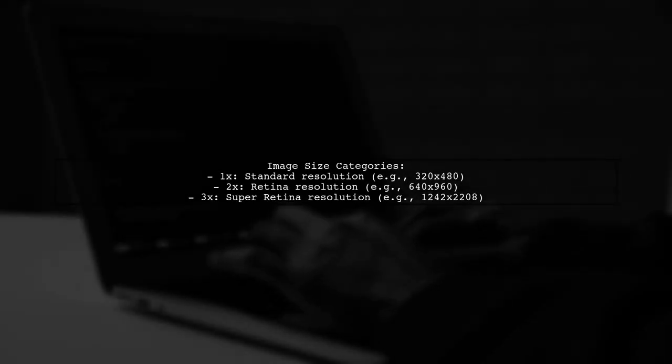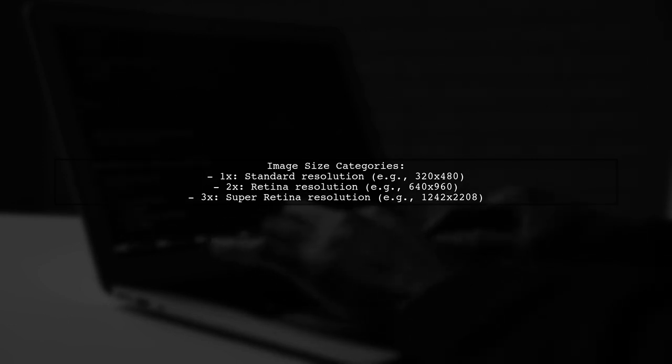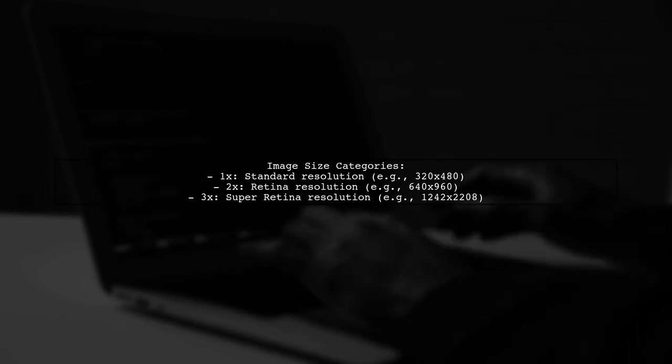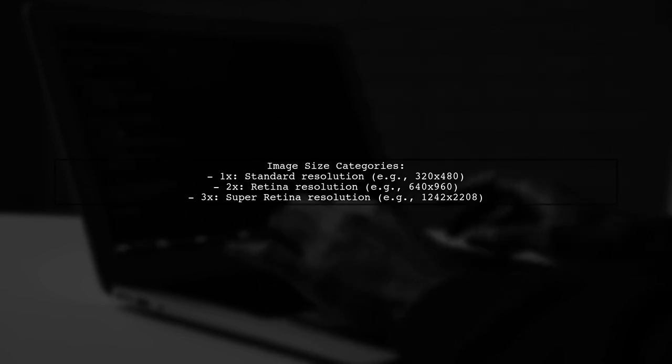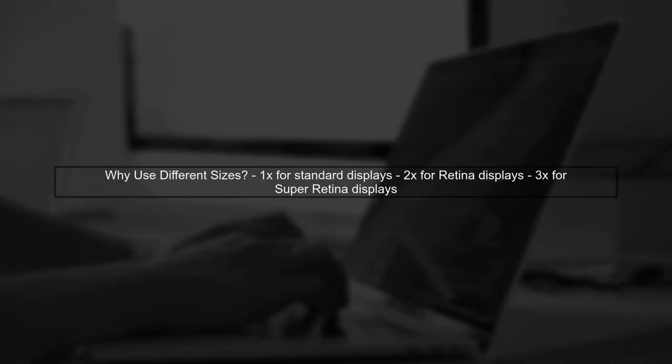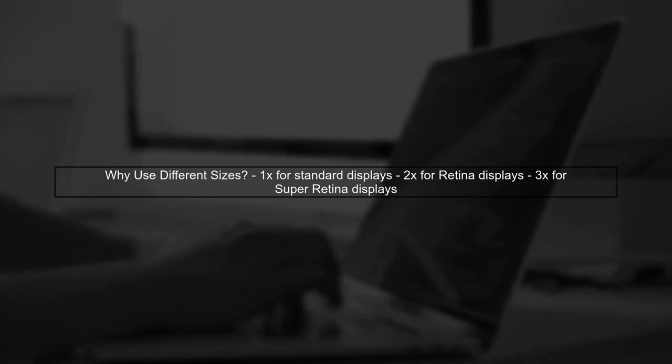So let's continue on. To add images for different screen sizes in Xcode, we first need to understand the image size categories, 1x, 2x, and 3x. 1x images are used for standard displays, while 2x and 3x images are for devices with higher pixel density. This ensures your images look sharp on all devices.